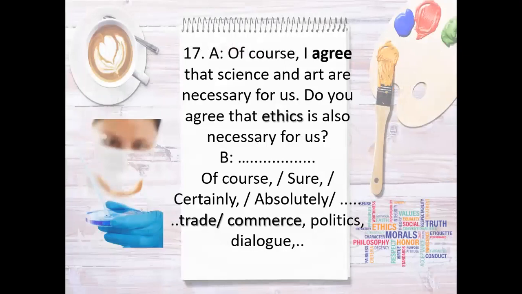17A. Of course, I agree that science and art are necessary for us. I accept this idea. I accept this opinion. I agree that science and art are necessary for us. Do you agree that ethics is also necessary for us? Yes, I agree that ethics is also necessary for us. Of course, I agree that. Sure, certainly, absolutely, I agree that ethics is also necessary for us. Trade, commerce, politics is also necessary for us. Dialogue is also necessary for us because we cannot speak alone.